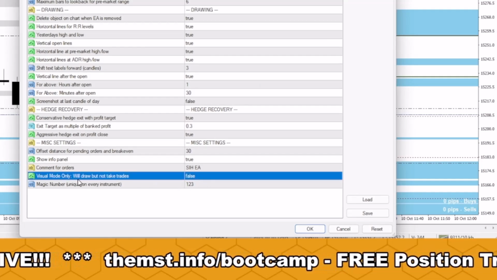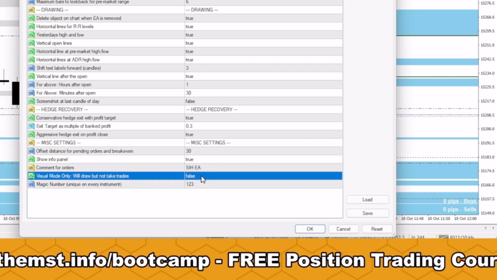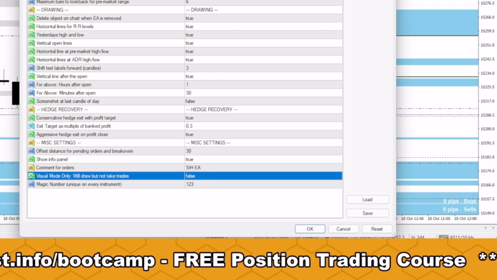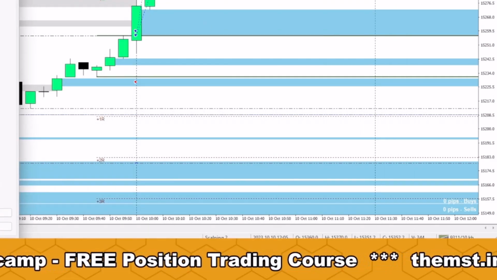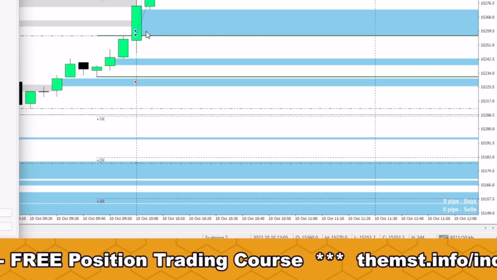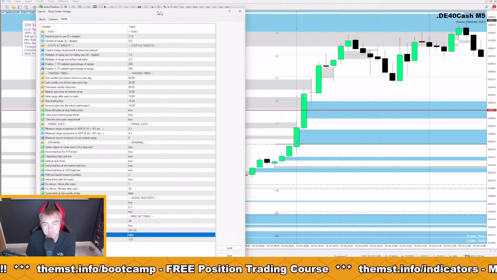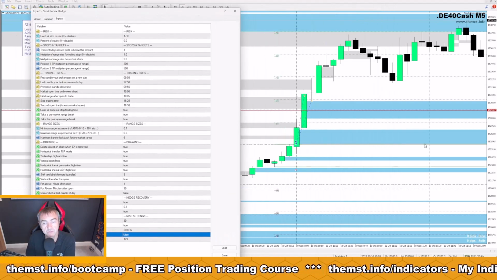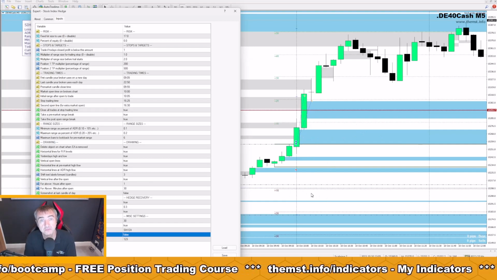It says there basically what it does. Will draw but not take trades. If you set that to true, it will basically do absolutely everything you can see on the chart here, apart from enter a pending order. Yeah, so it runs everything. It does all the calculations. It puts all the information over here. It draws all the lines. It will do everything you can see, but it literally just won't place any orders. So it disables trading.